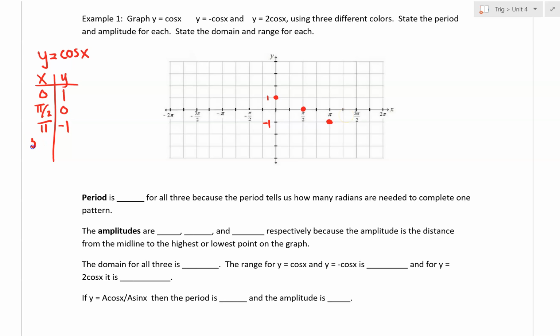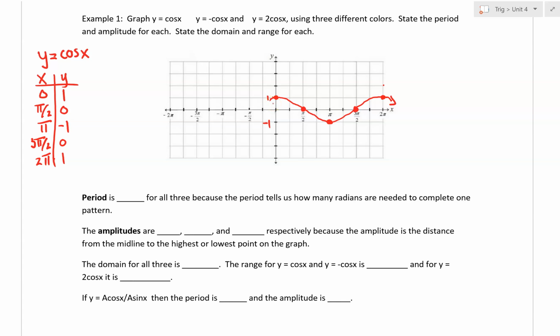The next one that I know I can answer, 3 pi over 2. This one is going to give me a 0 again. So I go back to 0 on my graph. And then the last one is going to be 2 pi. Well, cosine at 2 pi, I'm right back where I started at 1, which puts me right here. So this thing looks something like this. It's going to be fairly flat. It's going to come down here, bounce off of this point, come back up here, bounce off that point, and continue on in both directions.